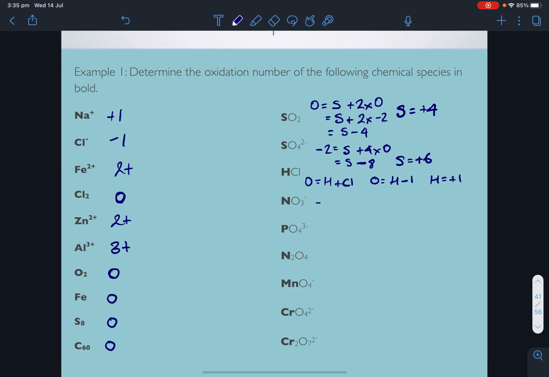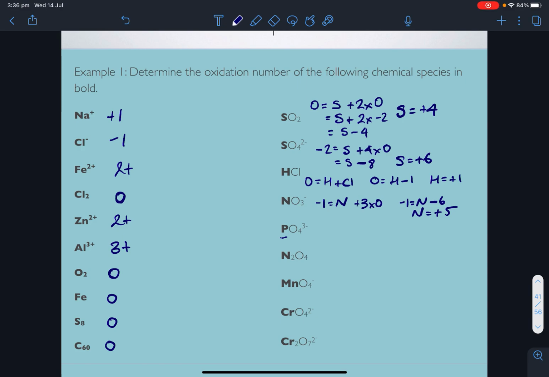The nitrogen in nitrate. Well, the charge on nitrate is -1. Nitrogen plus 3 times the oxidation number of oxygen. So -1 equals nitrogen plus 3 times -2, which is -6. Add 6 to each side. Nitrogen has an oxidation number of +5.